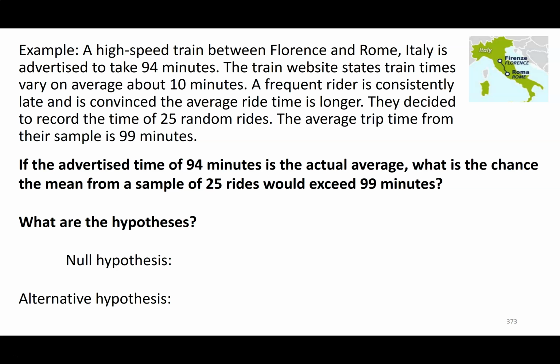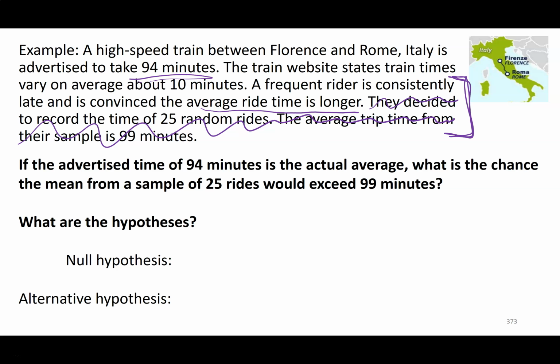So here we have our train, and it's advertised to take 94 minutes. So the train website states the train times vary on average 10 minutes. Here's a big part of what we're interested in here. A frequent rider is consistently late and convinced the average ride time is longer. So here, we do not want to use any of this information because it's from the sample. Nothing from the sample should make its way into the hypotheses.